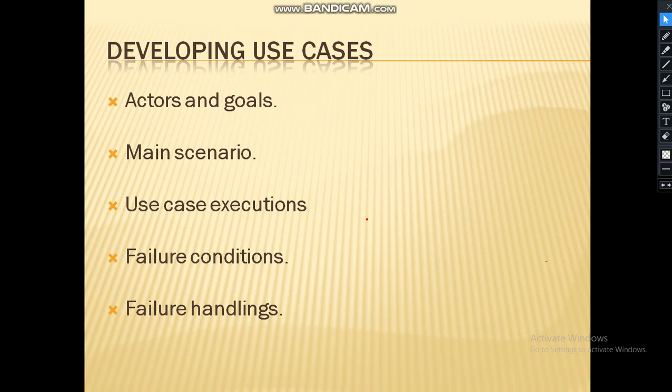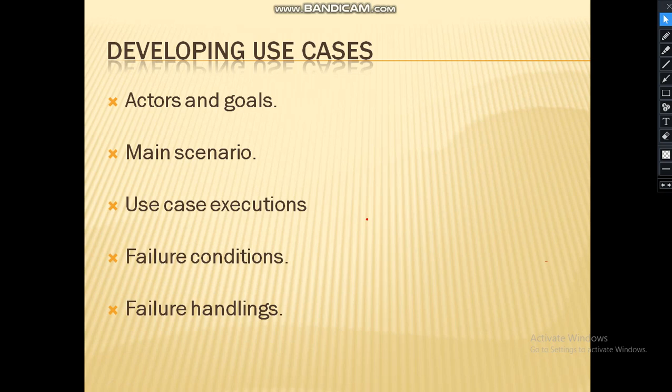Next one, main scenario. For each of these use cases, the system behavior is specified. Each and every use case specifies the system behavior. This description can be reviewed by interested stakeholders.